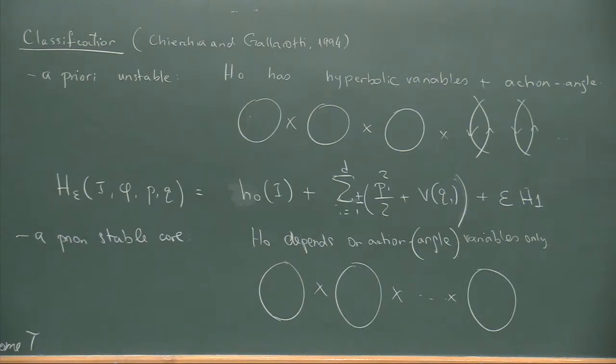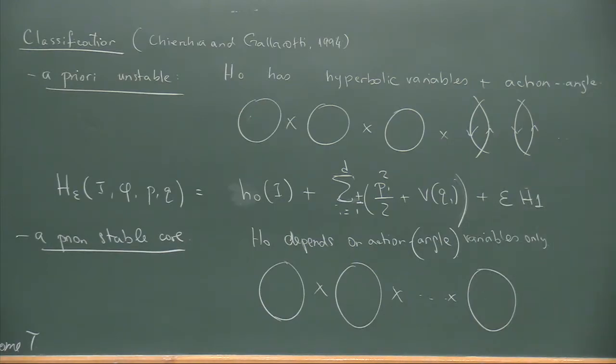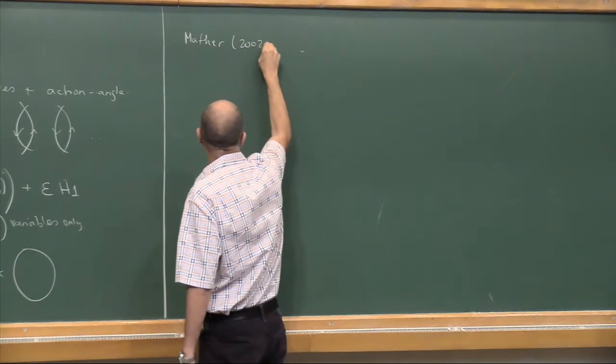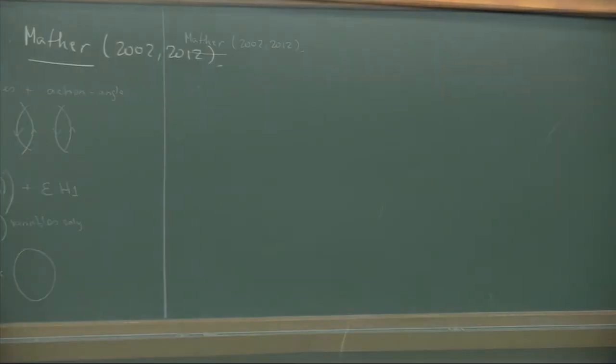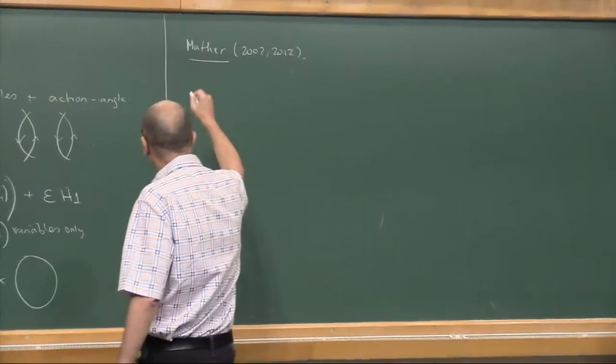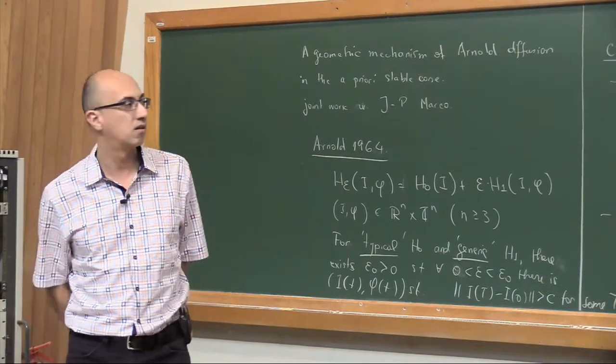So there are a lot of results in the a priori unstable case. There are actually too many for me to mention them all. But in the a priori stable case, it is only recently that some progress has been achieved. I'd like to mention that Mather was the one who came up with a lot of ideas and strategies to overcome the a priori stable case. And unfortunately, he passed away before he was able to present the results in a complete fashion.